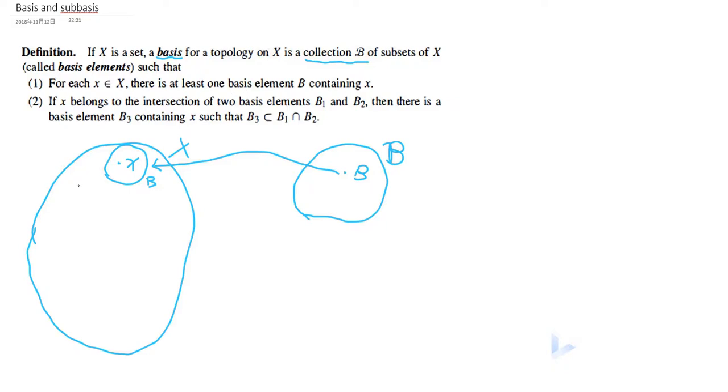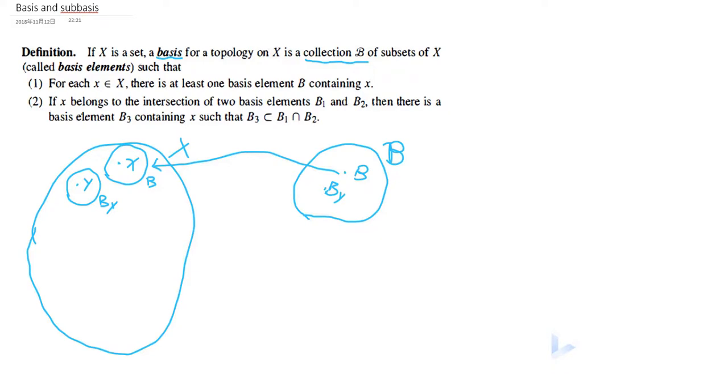For example, there is another point y here. We can find another basis element, let's call it B_y. And this B_y contains the y in the X like this. So this is the first property.